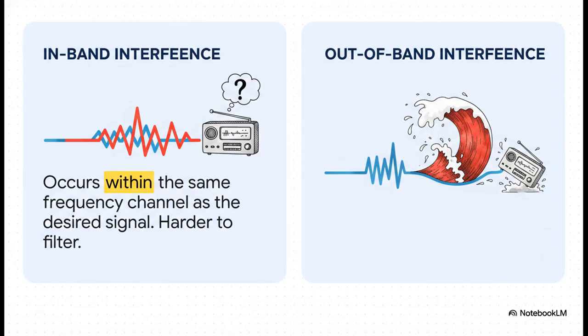Now, the guide breaks interference down into 2 main flavors. You've got in-band, which is the really tough one. That's a noisy signal on the exact same frequency you're trying to use, which, as you know, makes it a nightmare to filter out. Then there's out-of-band interference. It comes from other frequencies, but it's just so strong or so noisy that it still overwhelms your receiver.